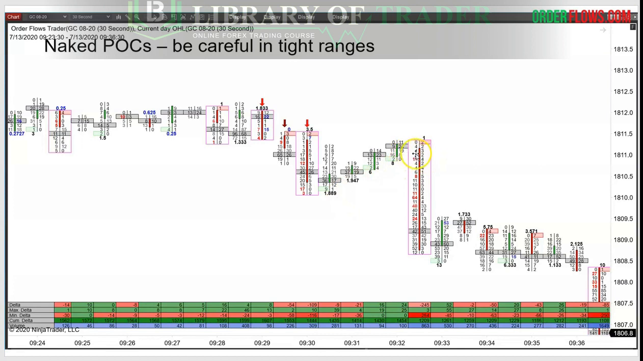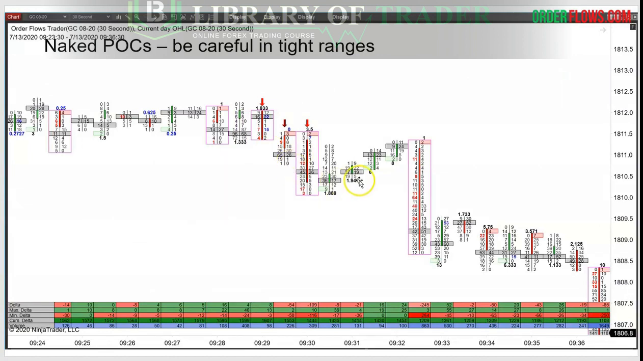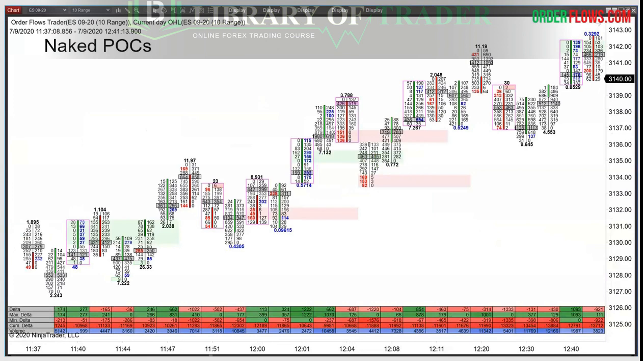Oftentimes you're going to get a pullback that can come right through the naked points of control and stop you out. So, personally, I think it's better on bars that have a little bit more movement than bars that are putting in that tight movement here. Okay, where do you see it? Right there in the middle. You've got naked point of control, naked point of control. Then it came back in here, pulled back, filled that in, and went up there.